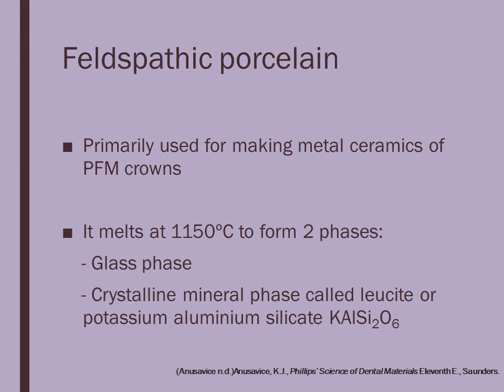It's primarily used for making metal ceramics or porcelain fused to metal crowns. Feldspathic porcelain is the commonly used porcelain in dentistry. It melts at 1150 degrees and forms two phases, a crystalline and a glass phase. The crystalline mineral phase is called leucite or potassium aluminosilicate. So these are the different names at the different phases during the porcelain firing mechanism.